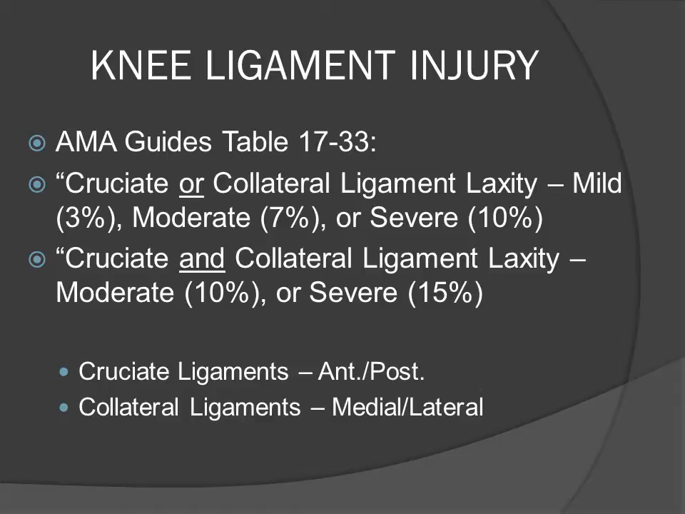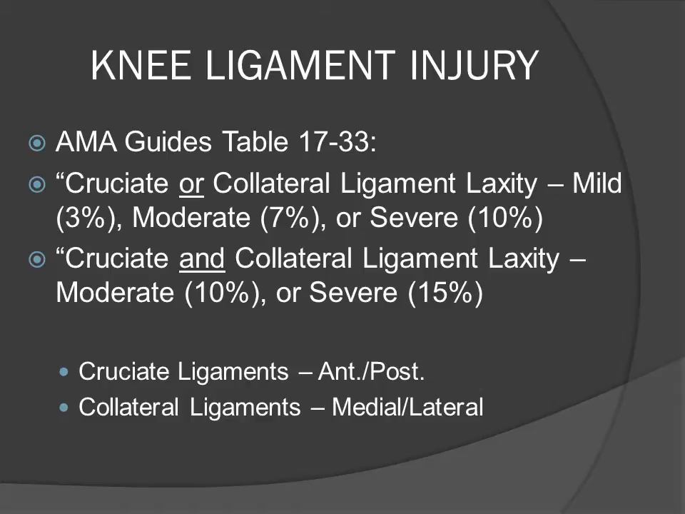So let's talk about the ligaments of the knee and the conditions associated with chondromalacia patella of the knee. The AMA guides in Table 17-33 do provide for permanent impairment due to residual instability of the knee due to laxity of both the cruciate ligaments and then also the medial and lateral collateral ligaments.